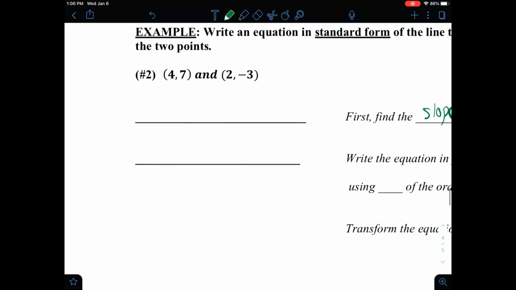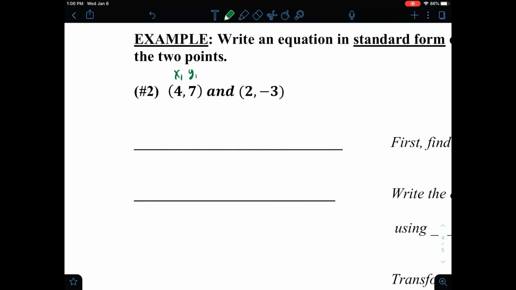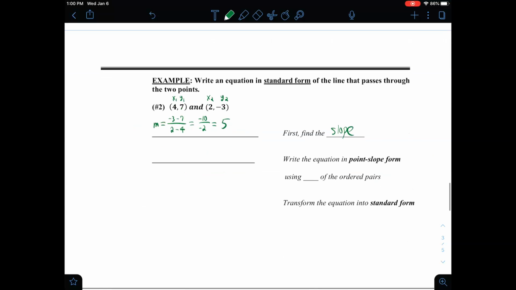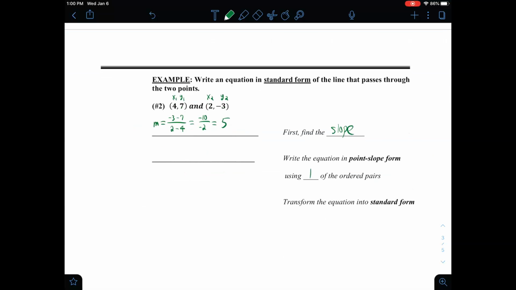So we're going to do the slope. Remember, we do x1 y1, x2 y2. We're going to plug into the slope formula, which is y2 minus y1, which is going to be negative 3 minus 7 over x2 minus x1, which is 2 minus 4, equals negative 10 over 2 minus 4, which is negative 2, which equals 5. So that's our slope. So we're going to plug into this point slope formula too, using one of the ordered pairs. So that's y minus y1.